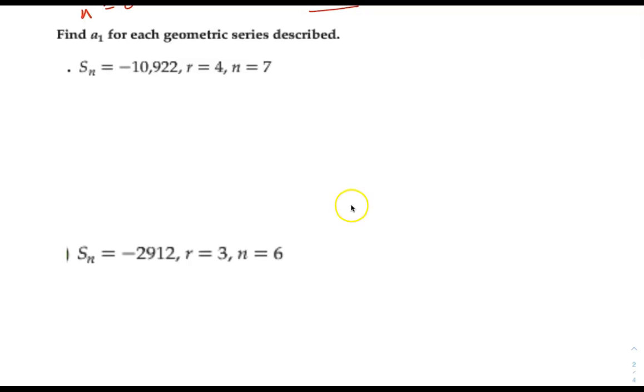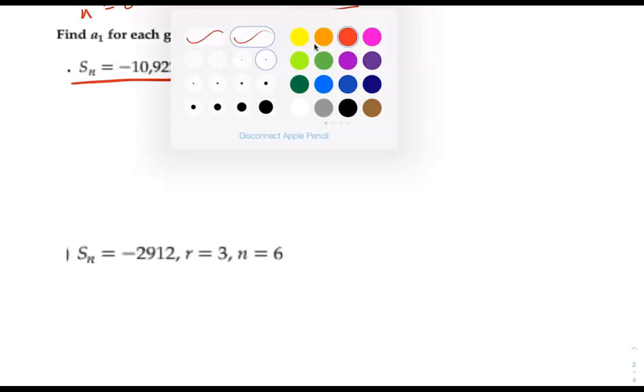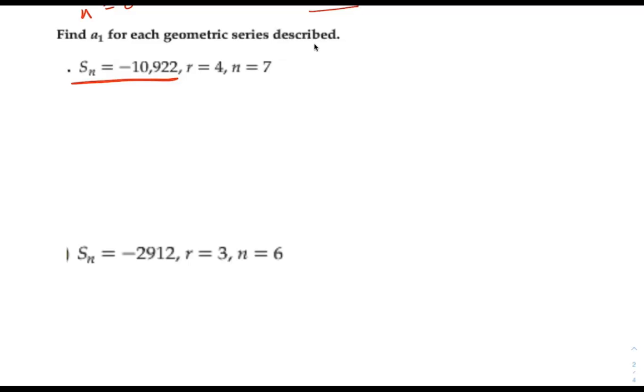Next one, find A1 for each geometric series described. So they give us the sum this time, and they want you to go back and find A1. In this case, it's going to be the summation equation: Sn is equal to A1 times 1 minus R to the n, all over 1 minus R. Now, sub in what we know. R is 4, n is 7. Sn is -10,922.